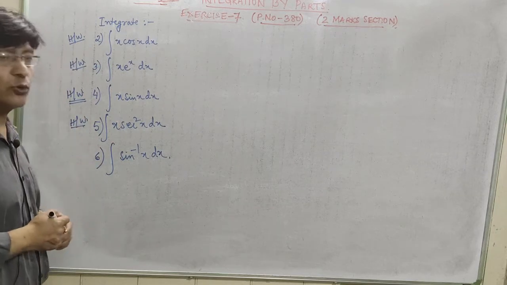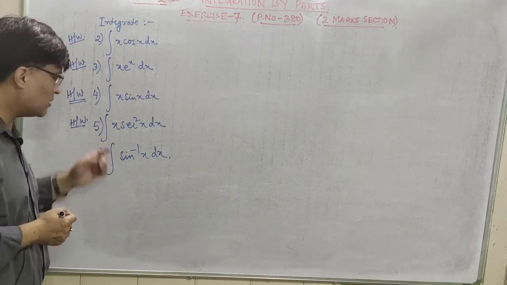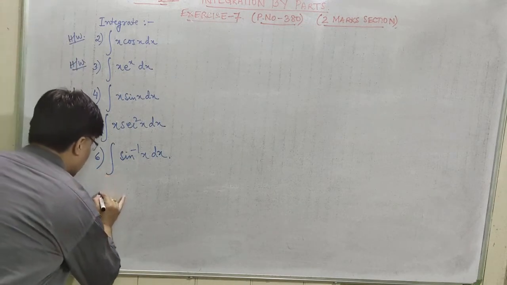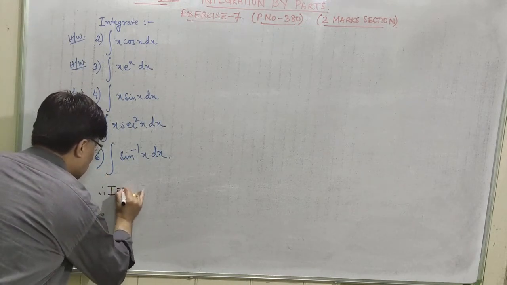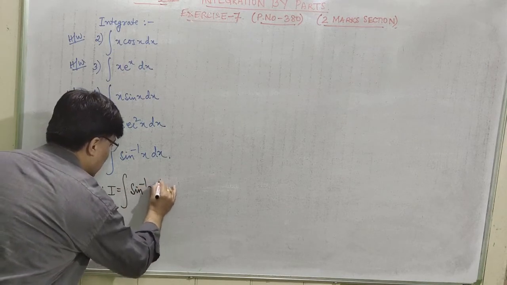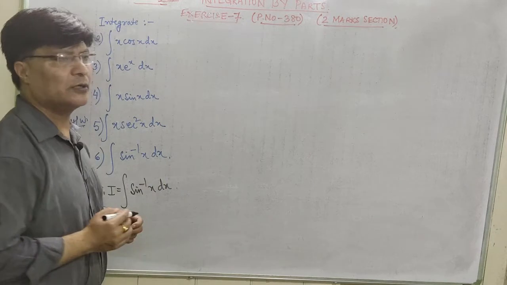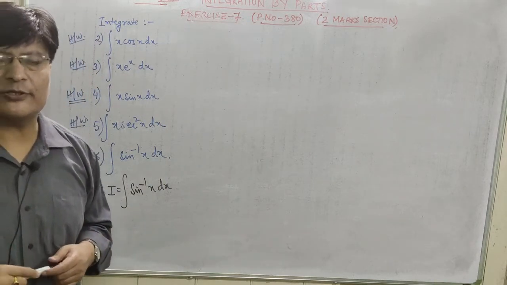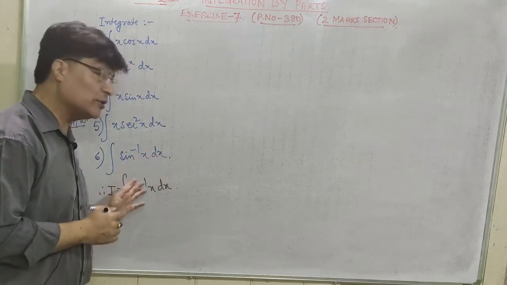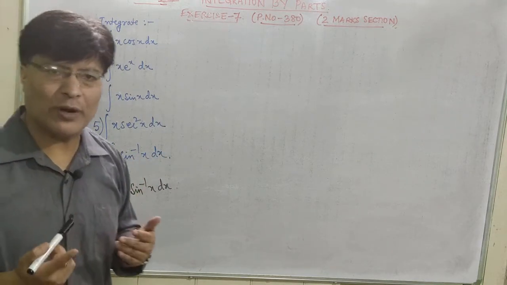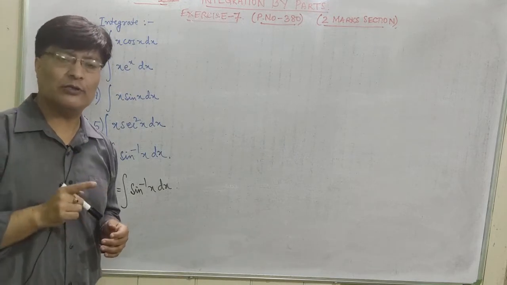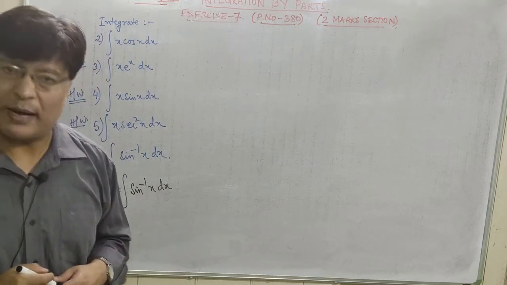So let's do this question number 6. That is integration of sine inverse x dx. So let us first write I is equal to integral of sine inverse x dx. So we haven't done integration of inverse circular function. So here also this is integration of only one function. That is only an inverse circular function is there. Here also you have to use integration by parts.